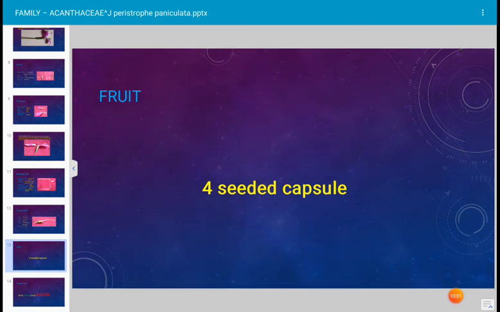And this is the fruit. Which type of fruit occurs in Peristrophe paniculata? That is a capsule type of fruit. It is four seeded. Four seeds are present. A four-seeded capsule is present. This capsule type of fruit occurs in Peristrophe paniculata, family Acanthaceae.